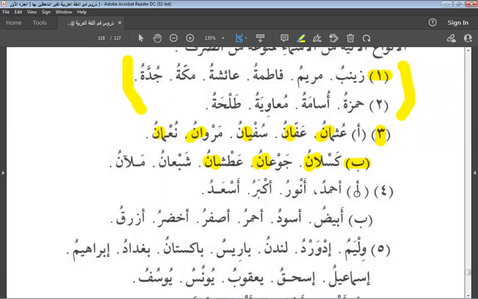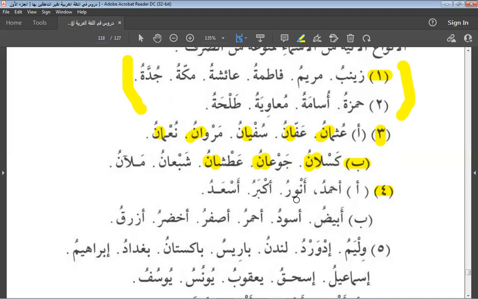The number 4A, Ahmadu, Anwaru, Akbaru, you've already seen that we've said nouns, proper nouns that look like verbs. They look like ajlisu, adhabu. So you can come from verbs and just come and enter here. You realize that they fit perfectly. Adhabu, adrusu, ahmadu, anwaru, akbaru, as'adu. So the nouns just look like the verbs.